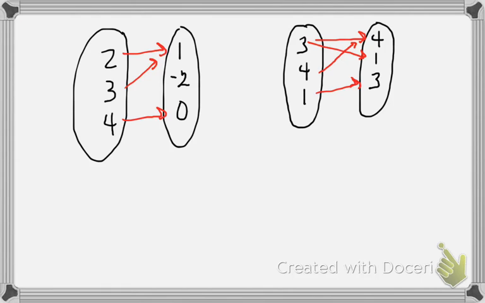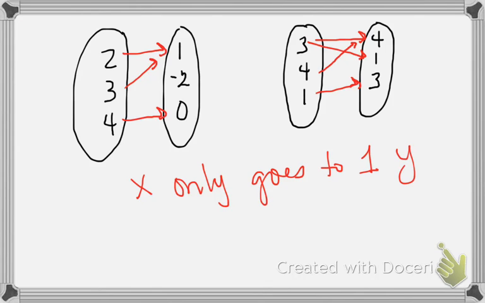These are mapping diagrams. I always say x only goes to one y. Alright, so I look at the 2. Does 2 go to only one y value? Yes. Does 3 only go to one y value? Yes. Even though 2 and 3 both go to 1, it just means that the y is repeating, which is okay. Does 4 go to only one y value? Yes, 4 goes to 0. So this is a function.